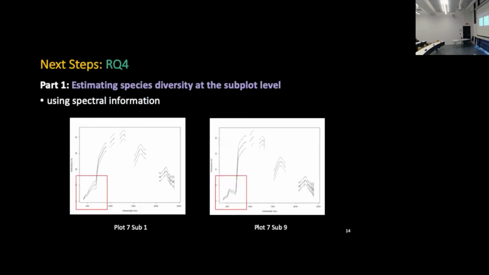And why is this important? Well, you can see, even just looking at the visible region here, a noticeable change between plot 7 subplot 1 and plot 7 subplot 9. These are less than 2 meters apart, and you can already see that in the visible region there is quite a difference. There's also one sort of around 1500 and up to 17, and I just didn't highlight it, but there's lots of variety even within a plot. So we may be able to find some metrics that could help us understand diversity a bit better.